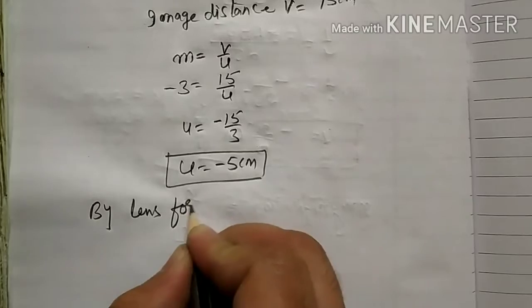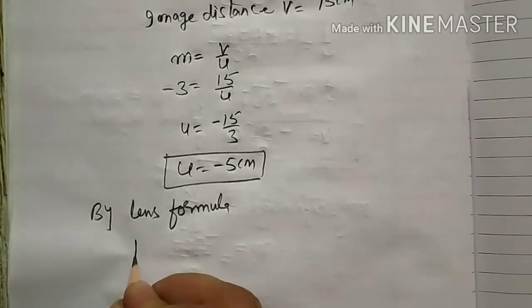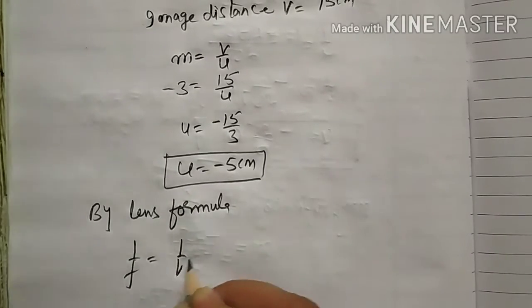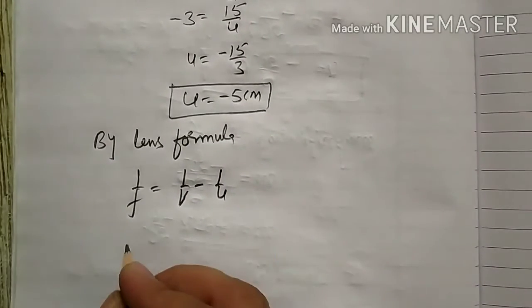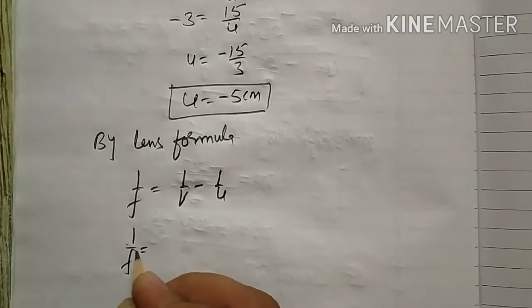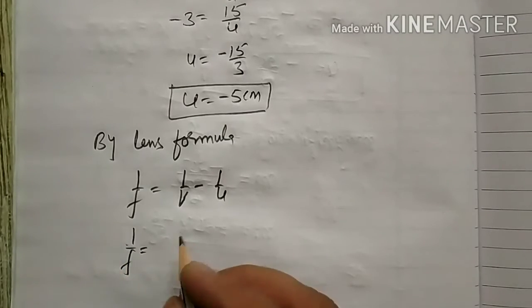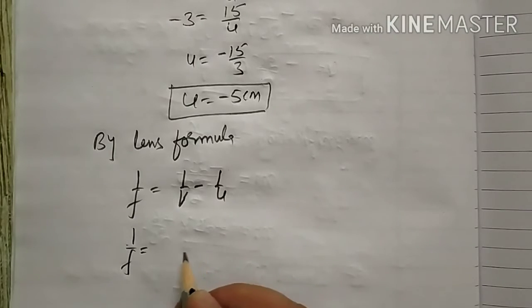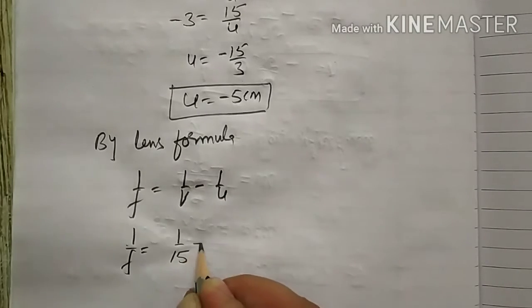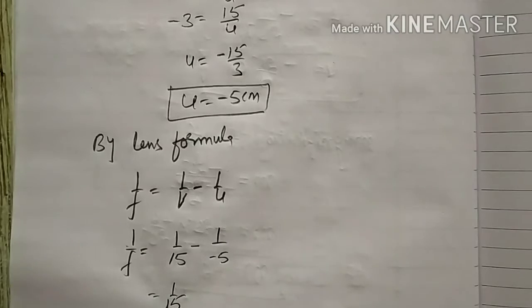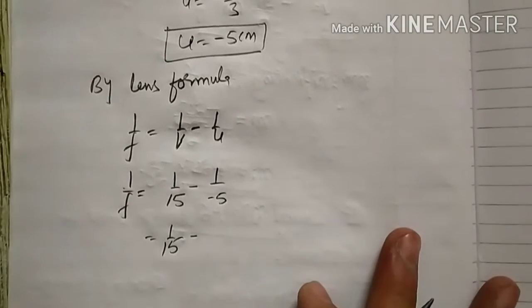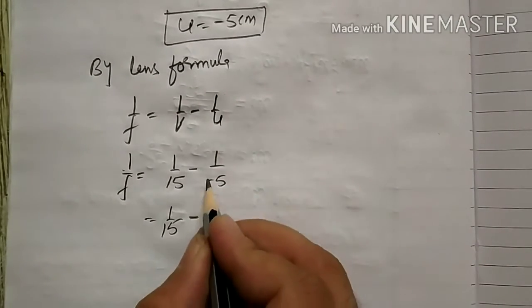Lens formula: 1 by f equals 1 by v minus 1 by u. So it will be 1 by f. We want to know, that means the question is asking, the focal length of the lens. So 1 by f will be the same. V is 1 by 15 and minus u is minus 5. So 1 by 15, this negative sign and negative sign will become positive.